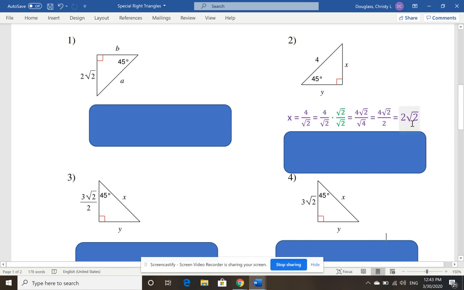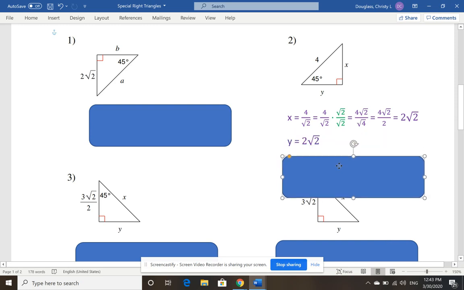2 square roots of 2, it should be noticed, is mathematically equivalent to 4 divided by the square root of 2. They are the same number. All we've done is changed the form. It looks much nicer like this. Well, the good news is once we found X, we know Y is the same thing. And so we can simply mimic the answer. Y is also 2 square roots of 2.